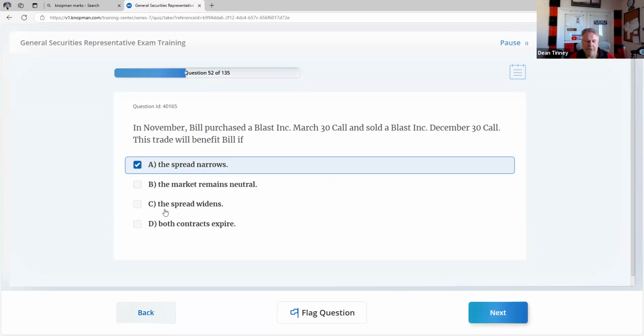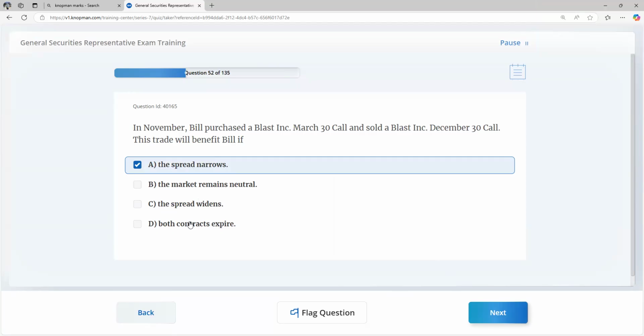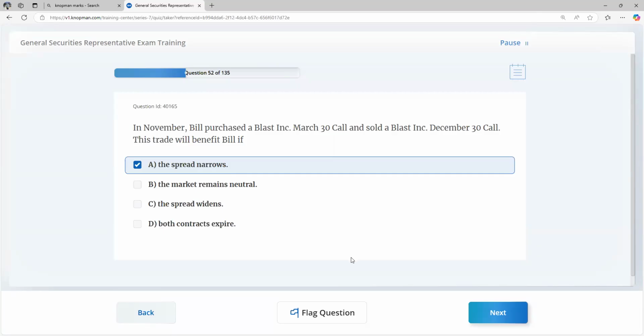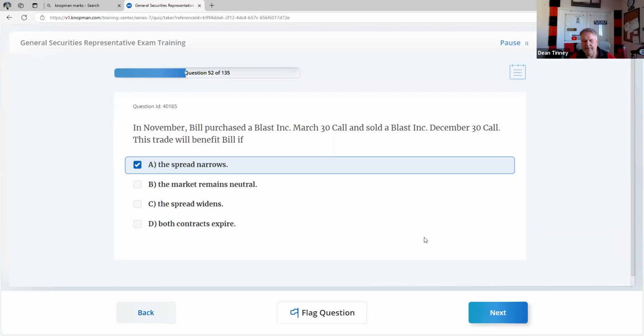By the way, we could have tossed out C and D, or well, no, we couldn't. I was going to say we could have probably tossed out the neutral. The trade will benefit Bill if the spread narrows. Reading the question, you know that they're talking about a calendar spread, so the thing you automatically land on is between A and C. Right on.